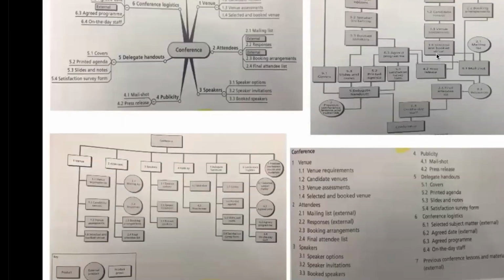Okay, so which one would you prefer? Let's see. Which one do you use in your professional life or personal life? I use, especially the mind map, in my personal life as well. Which one is your favorite? Or maybe from now on, it's going to be your favorite.